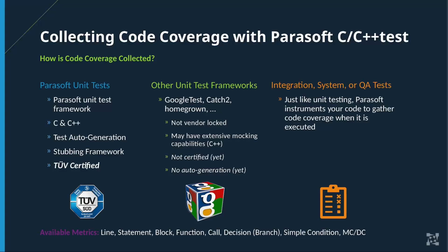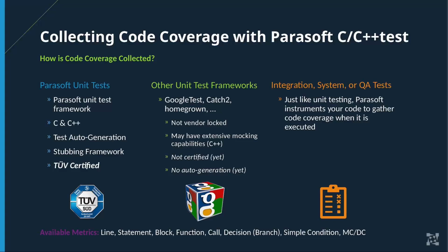As far as other unit test frameworks are concerned, such as Google Test, Catch2, or a homegrown framework, some advantages there are that it's not vendor locked. It may have extensive mocking capabilities, but unfortunately, these frameworks aren't certified and they don't have any auto-generation. I say that these frameworks are not certified and do not have auto-generation of unit tests yet because we are in the process of providing both of these for Google Test in a future release of C, C++ test.